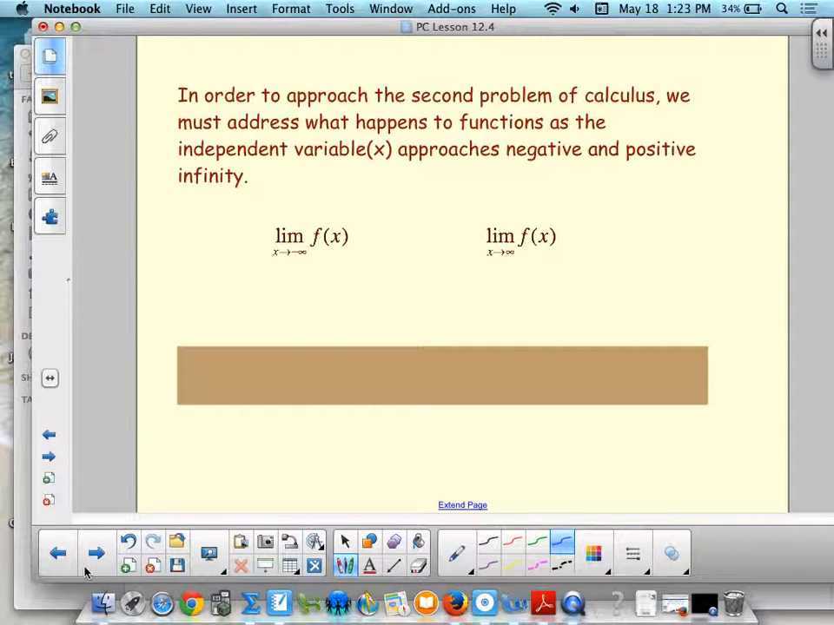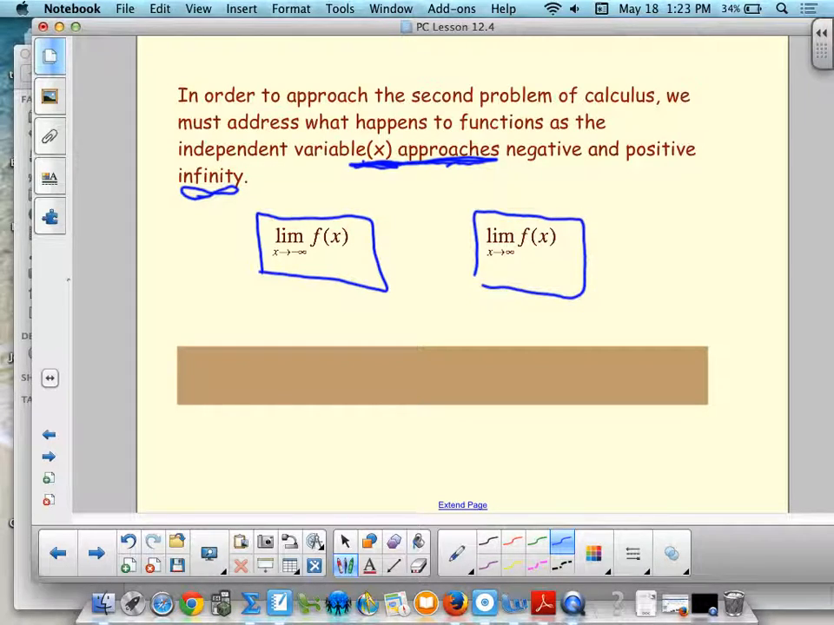In order to approach the second problem of calculus, we must address what happens to functions as the independent variable x approaches negative and positive infinity. So this is what you need to do. Find limits as x goes forever to the right or x goes forever to the left. Here's what it looks like in your book. What's the limit of your function as x approaches negative infinity? What's the limit of your function as x approaches positive infinity?